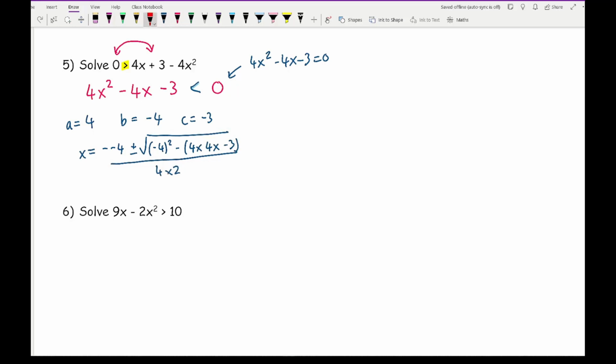Now simplifying this, and I'm going to assume that I haven't got a calculator, that becomes positive 4 plus or minus the square root of 4 squared, which is 16, minus 4 times 4 times minus 3. 4 times 4 is 16, times 3 gives me an answer of 48. So it's going to be 16 plus 48, all divided by 8. 16 plus 48 is 64, and 64 square rooted is going to be 8, so I've got 4 plus or minus 8 over 8.